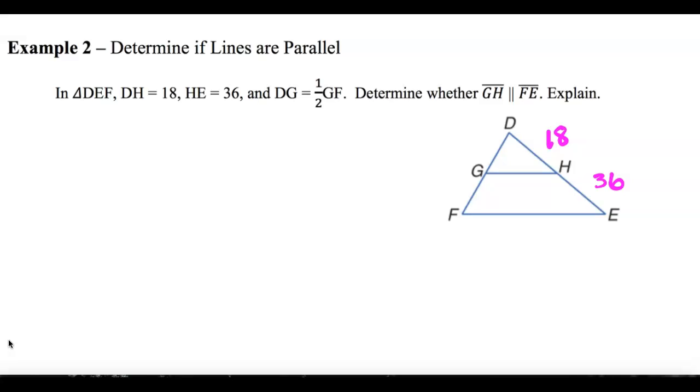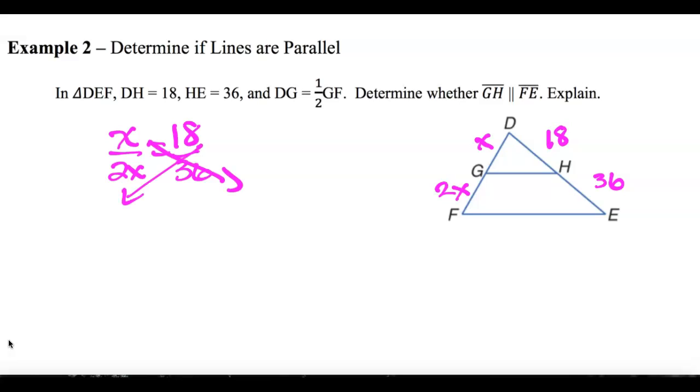I'm just going to show you an example. If this is x, then this is 2x, so then we can set up a proportion like that. And what you can do then is just cross multiply, and if we do get equal values on both sides, then they are indeed parallel. So this is true.